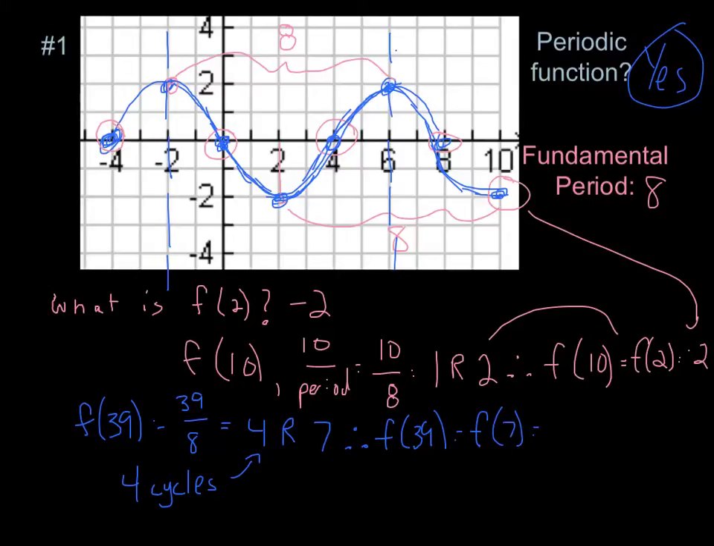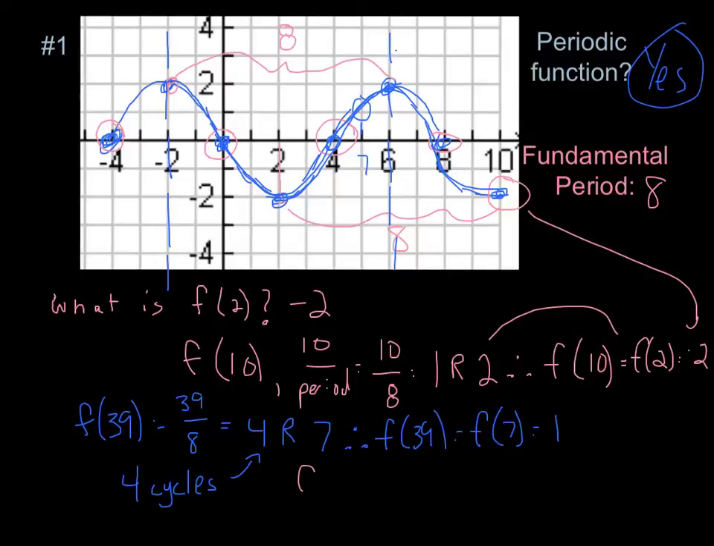Well, you can get that from the picture. Go up here. F of 7 right here. We'll just call it 1. I don't know if it's exactly 1, but we'll call it 1. You'll always be able to tell when you look at the graphs.